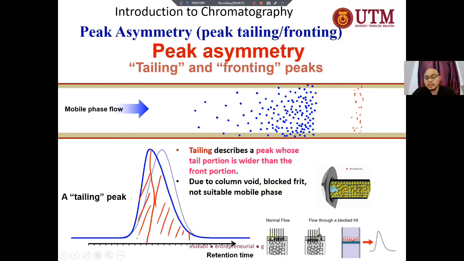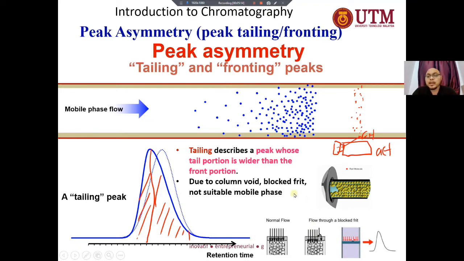In this example, if we look at the HPLC column, they have a guard and also the column. Between the guard and the column, they have a frit. The frit acts as a filter. So when the frit is blocked, some of the analyte will be left behind, so it will cause the tailing peak.